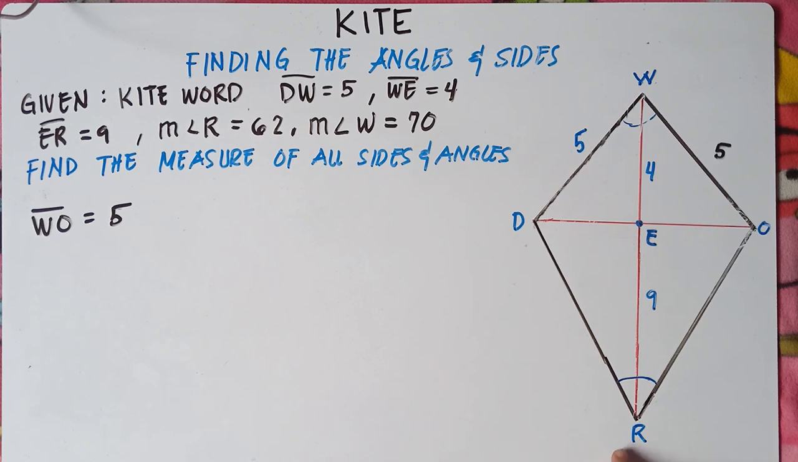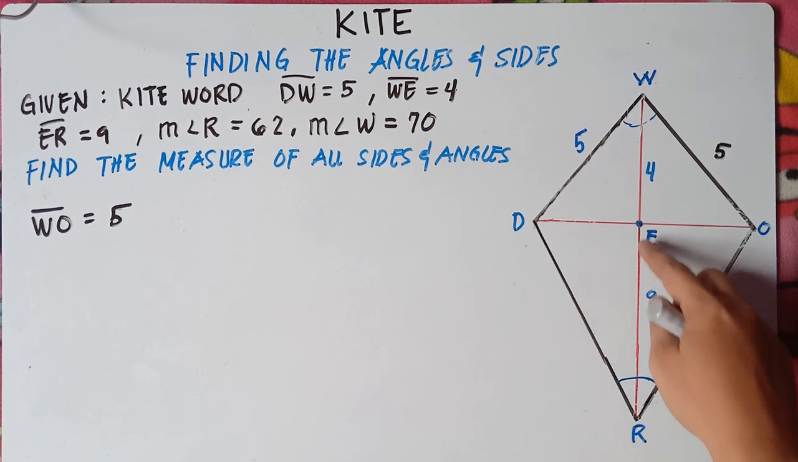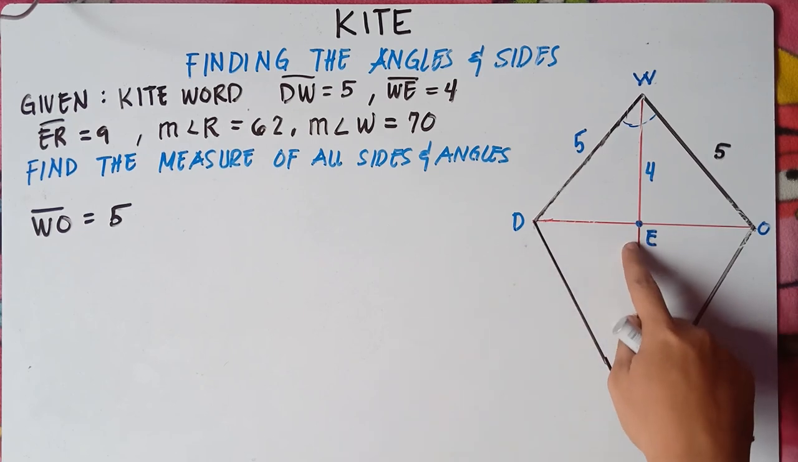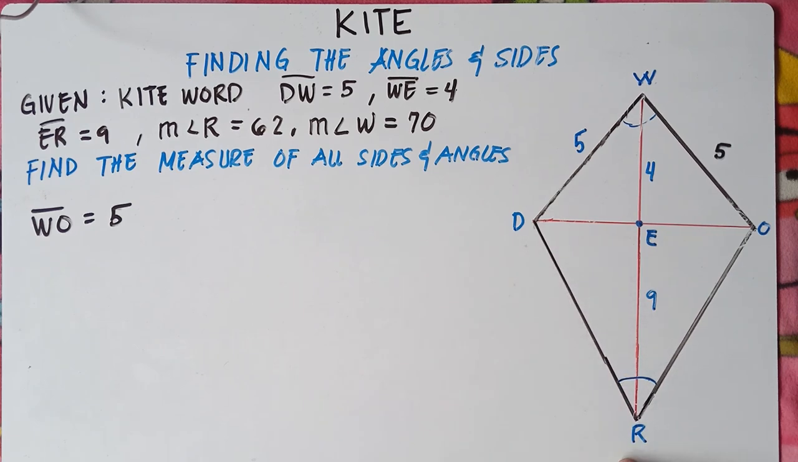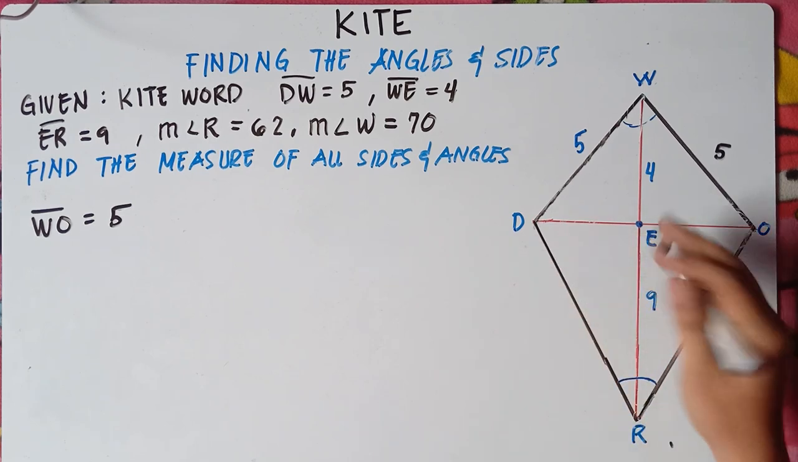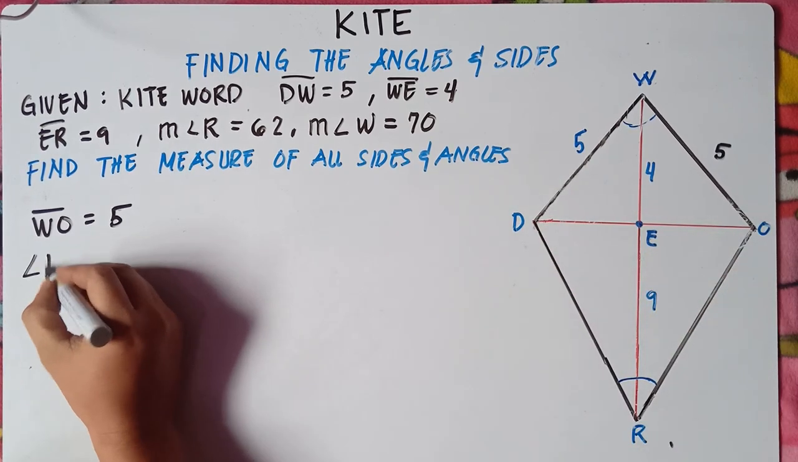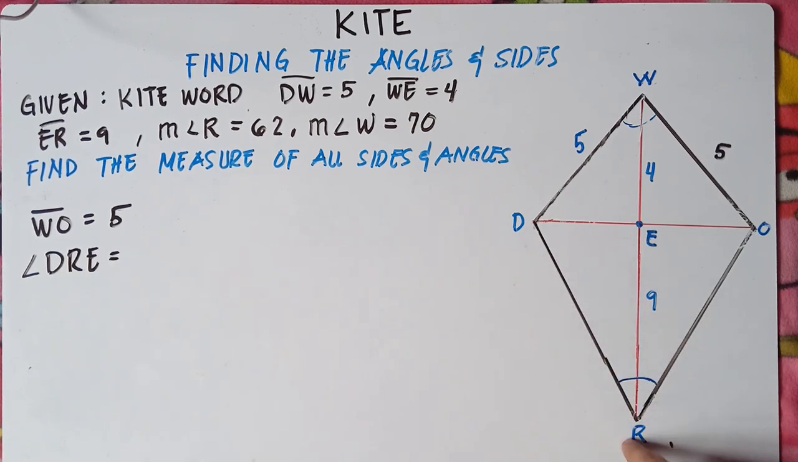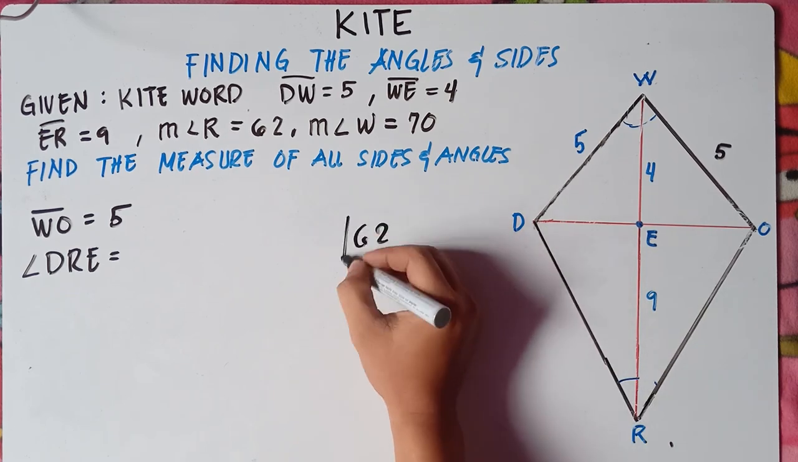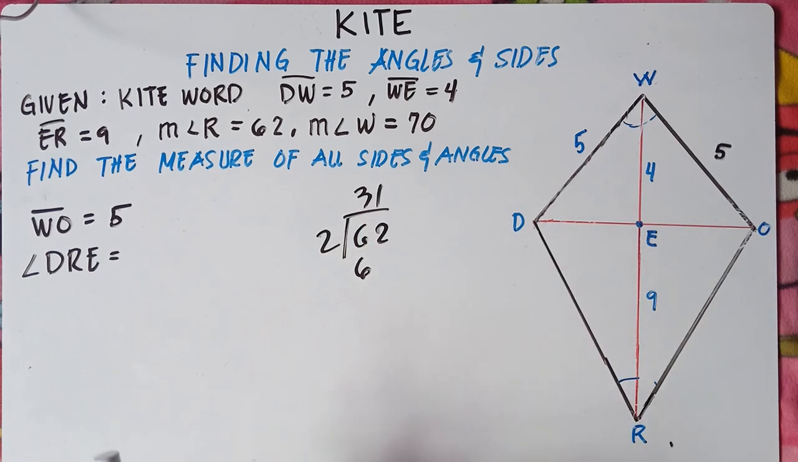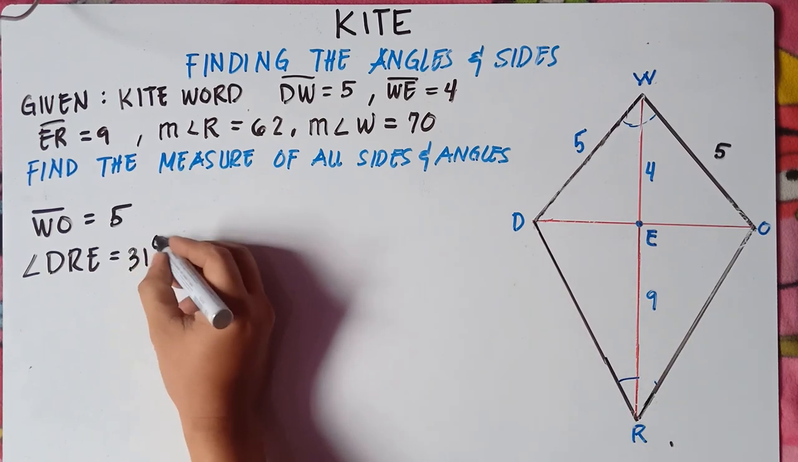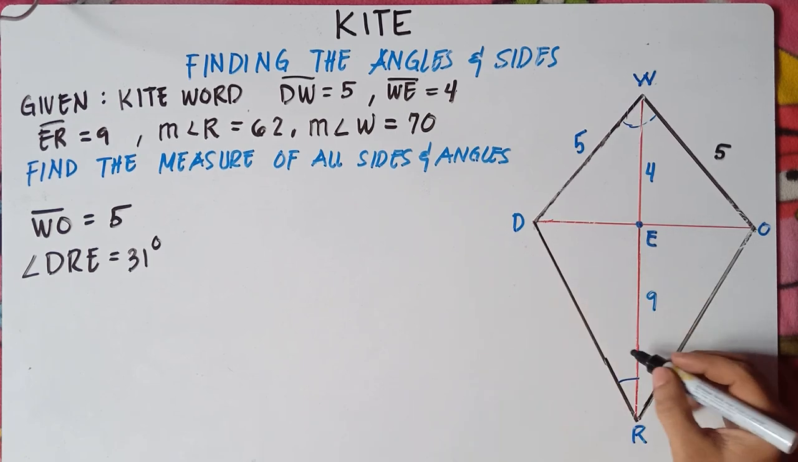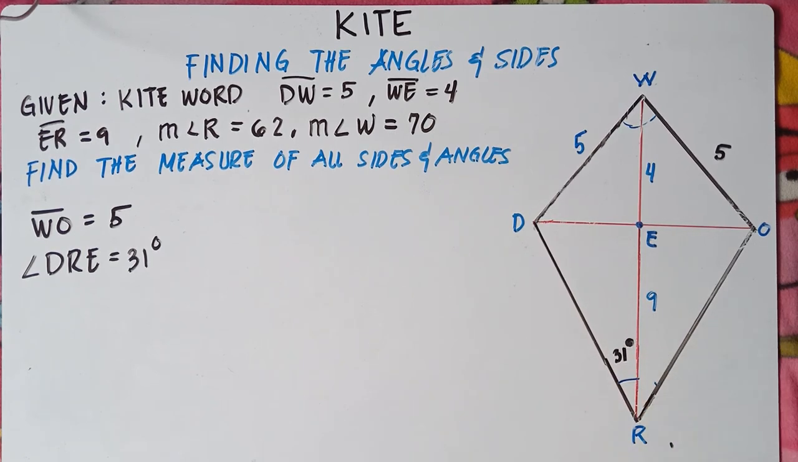So how about this angle? If angle R is 62, therefore we can say that angle DRE, or ERD, depending on your class, if you write it as angle DRE, R should be the center part. So we just divide 62 by 2, which is 31. So angle DRE is equal to 31 degrees.